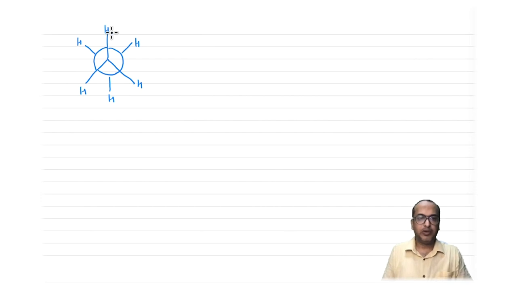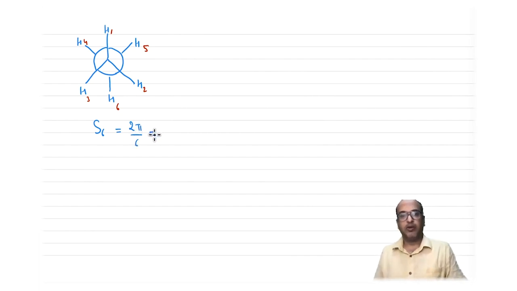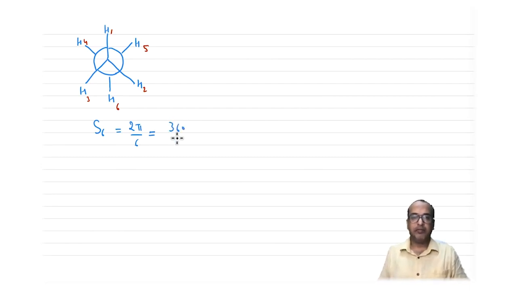Now let me also write down the numbers, 1, 2, 3 and 4, 5, 6. So now let's see how we do this operation. As I said, we can do C6 first. So what kind of Sn are we looking for here? We are looking for S6 in this case. Why S6? Because this will be a 2 pi by 6 operation. What is 2 pi by 6? What will be the angle? This will be 360 by 6, which is 60 degrees of rotation.